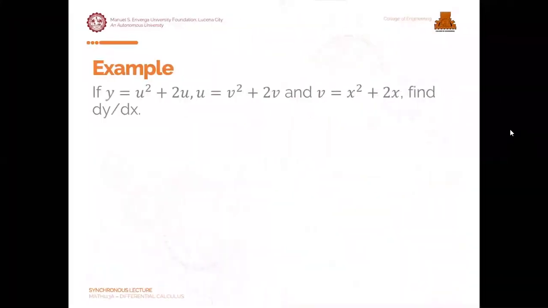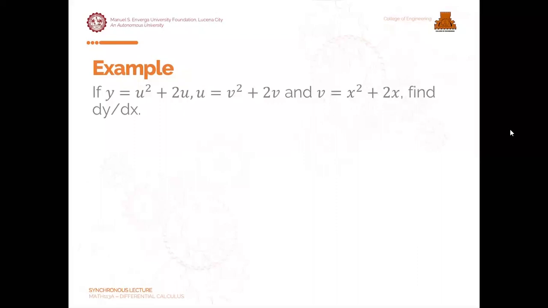So let's try another one. I think this is the last example. We have y is equal to u squared plus 2u. Then we have u is equal to v squared plus 2v. Then we have v is equal to x squared plus 2x. So find dy/dx. So there are three variables given, no?